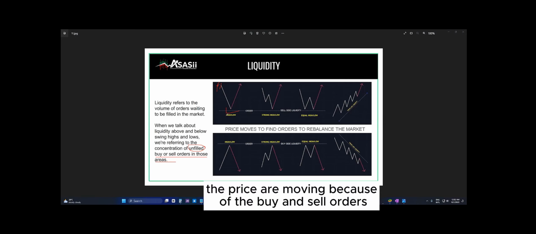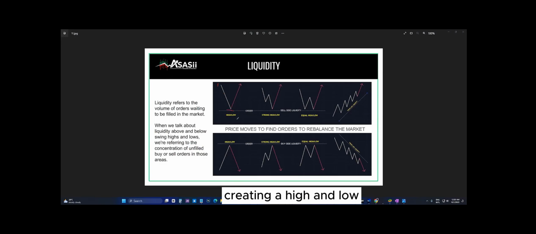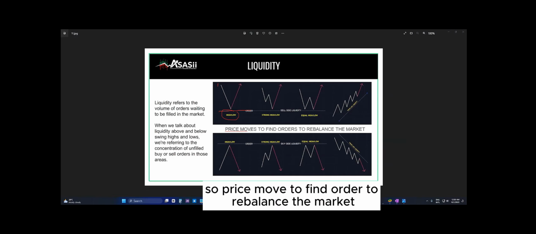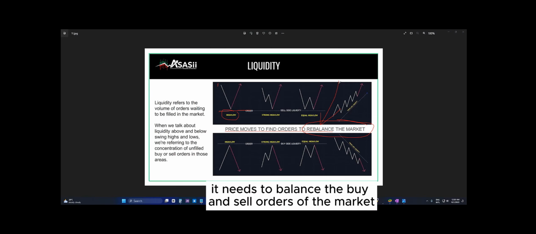Because the prices are moving because of the buy and sell orders. People will buy here, sell here, and so on and so forth. So they are creating orders. As the price goes up and down, it also creates highs and lows and a possible liquidity. So price moves to find orders to rebalance the market. Take note of this. To have a healthy market, our buy and sell orders need to be balanced.